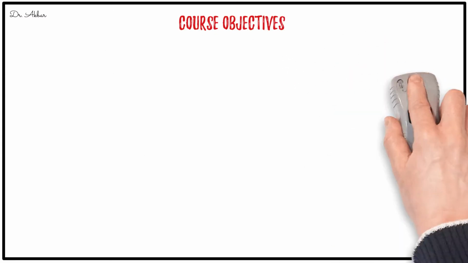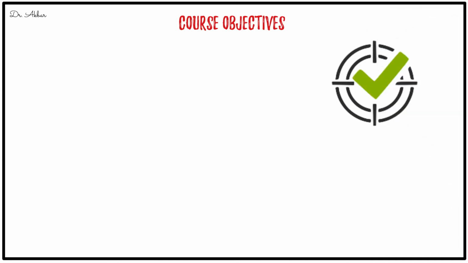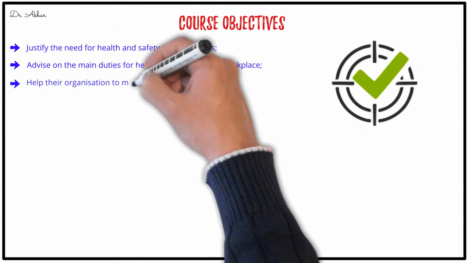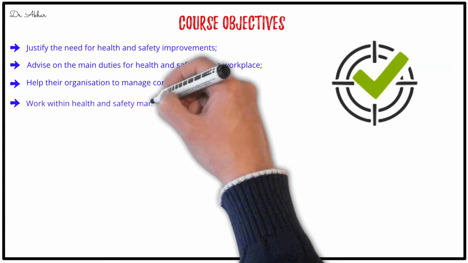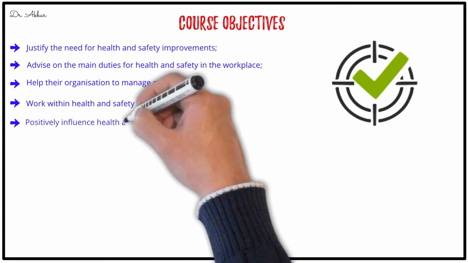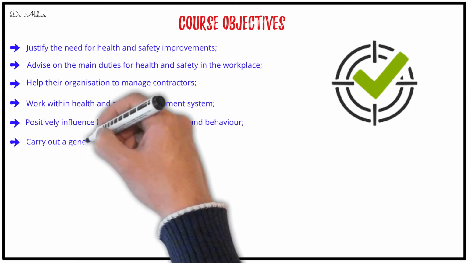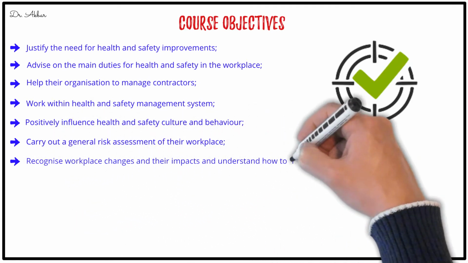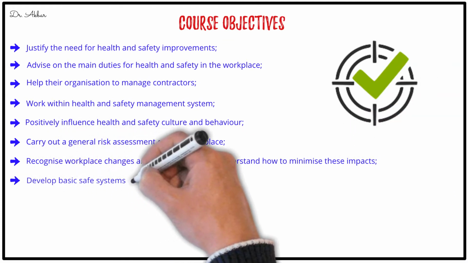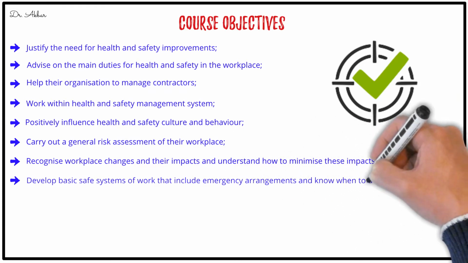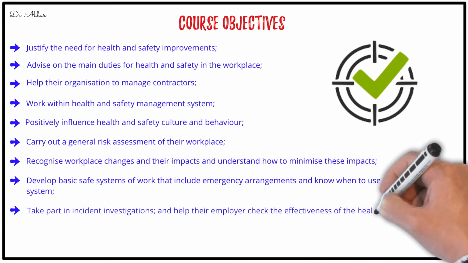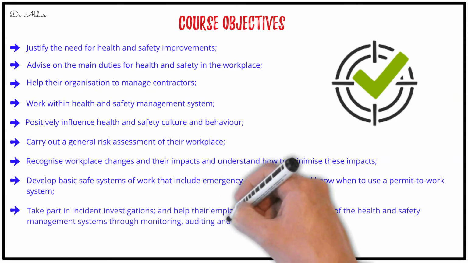Course Objectives. This course is designed to cover the following objectives: justify the need for health and safety improvements, advise on the main duties for health and safety in the workplace, help their organization to manage contractors, work within health and safety management systems, positively influence health and safety culture and behavior, carry out a general risk assessment of their workplace, recognize workplace changes and their impacts and understand how to minimize these impacts, develop basic safe systems of work that include emergency arrangements and know when to use a permit to work system, take part in incident investigations, and help their employer check the effectiveness of the health and safety management systems through monitoring, auditing and review.